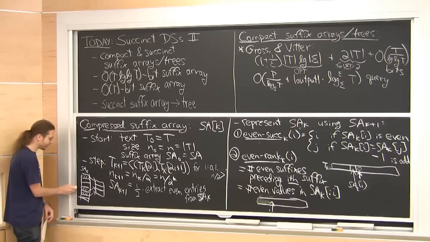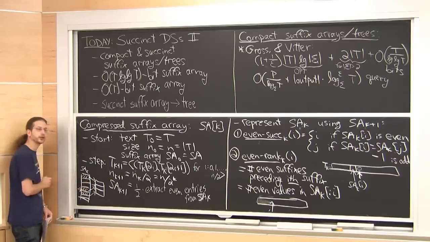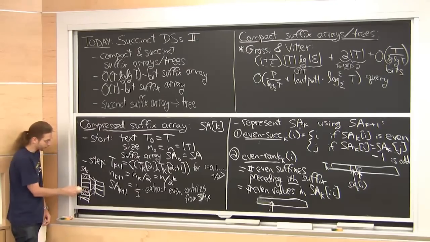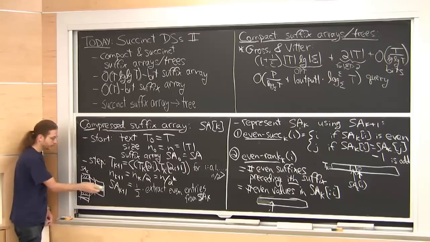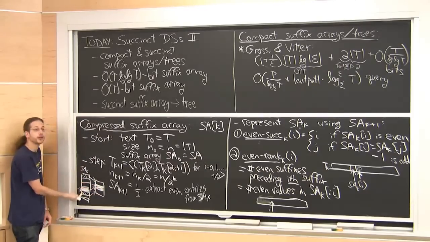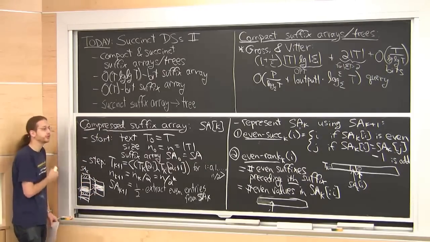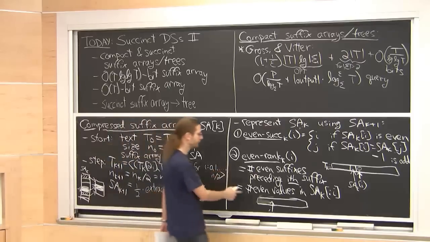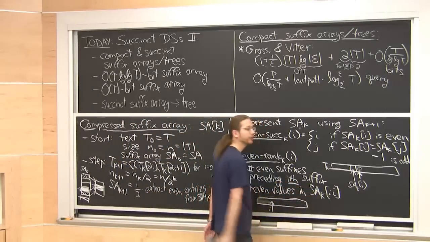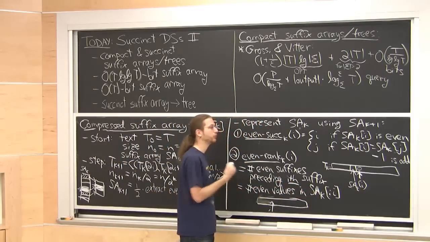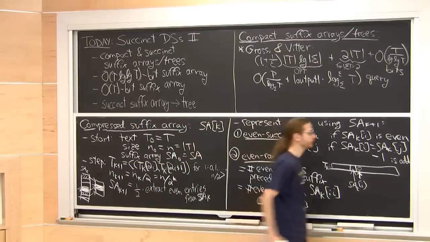If I'm given an index into here, even if it's an even one, I need to know what the corresponding index is over here. And that, I claim, is exactly even rank. Because what position does this cell become over here? Well, however many even numbers there are above it. That's what this definition was: the number of even values in that prefix. That is the position you will be in SA_{k+1}.